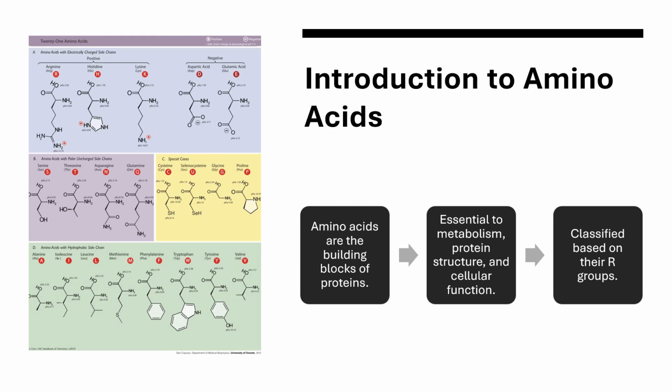Amino acids are often referred to as the building blocks of proteins, and for a good reason. Every protein in our body is made from chains of amino acids, and these proteins are responsible for almost every biological function. Amino acids also help with metabolism and cell signaling. They're classified based on their side chains, or R groups, which give each one unique properties. Here on the left, you can see all the essential amino acids.